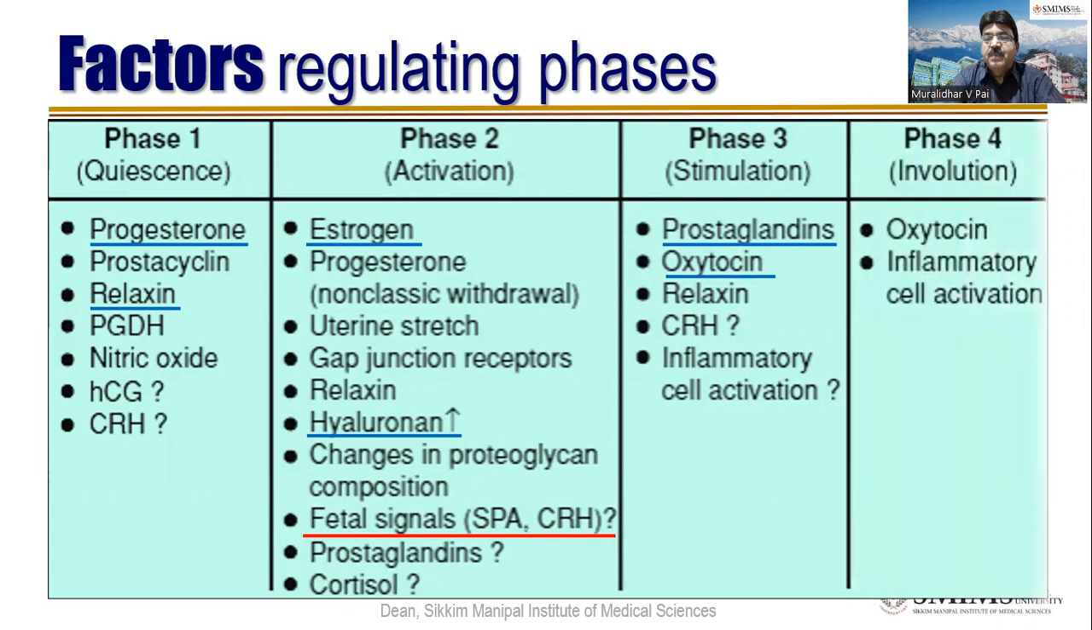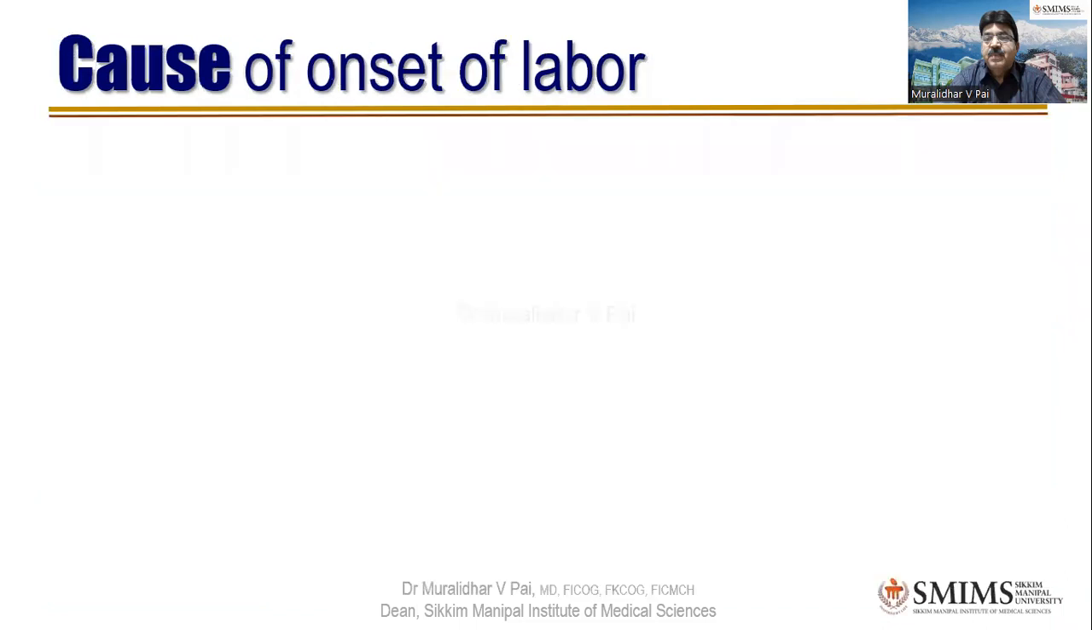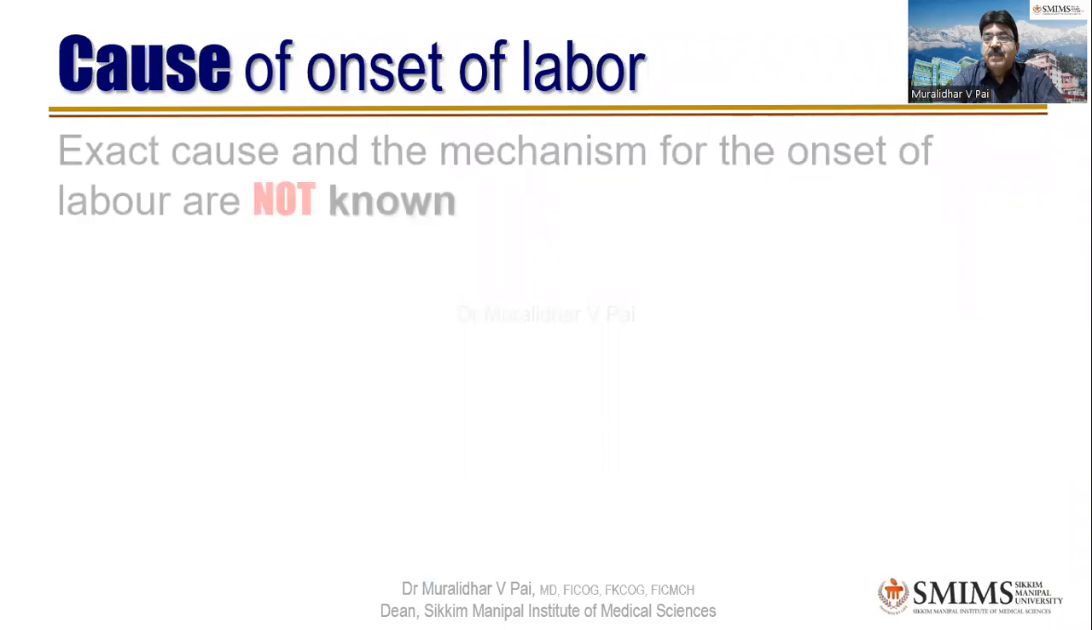And then we have phase 4, phase of involution. And here, mostly oxytocin to make the uterus contract. But more than that, we have to have the recovery or involution. Inflammatory cell activation is the one which does all the repair work, the damaged cervix, the damaged muscles, and everything. And then slowly the uterus goes back to its gynecological level or phase.